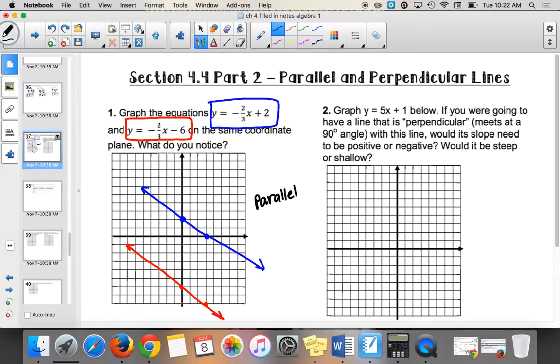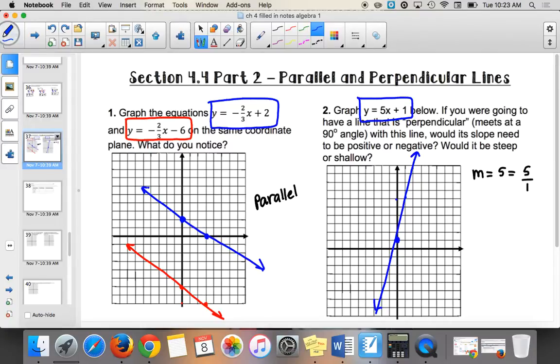Okay, so number 2, it says graph y equals 5x plus 1 below. So our starting point now is going to be positive 1. So start out with 1. And my slope is 5. So if your slope is 5, do you remember what we were doing yesterday? Yeah, we write it as 5 over 1. So our rise is up 5. 1, 2, 3, 4, 5, and over 1. So when we sketch it in, it's kind of hard to sketch in these really super steep ones and hit all those points. Looks like that.